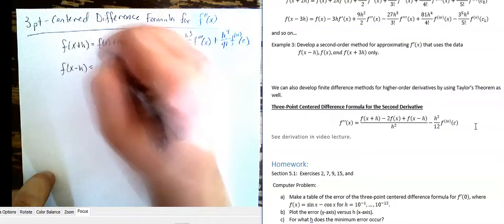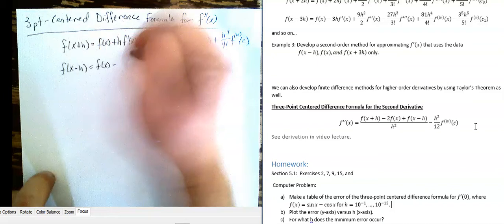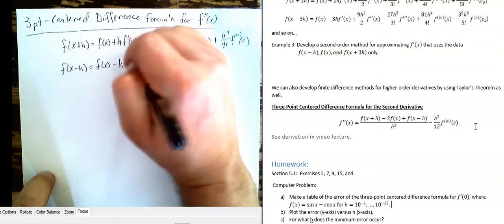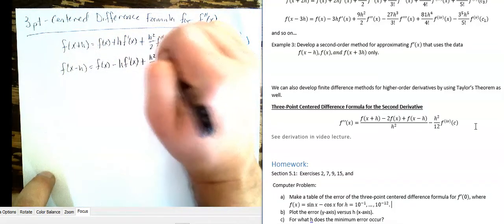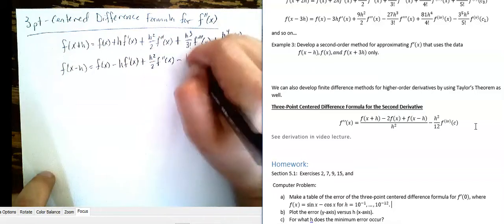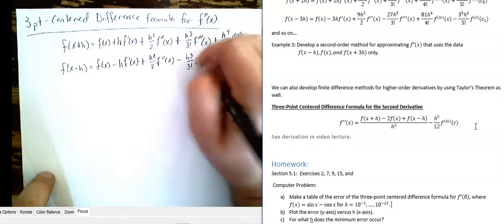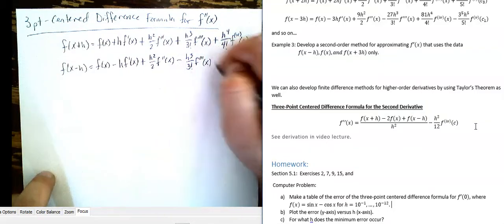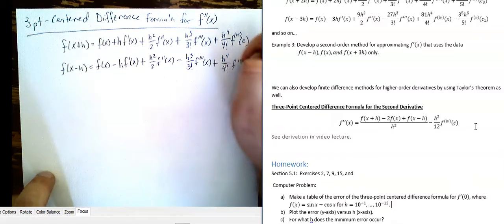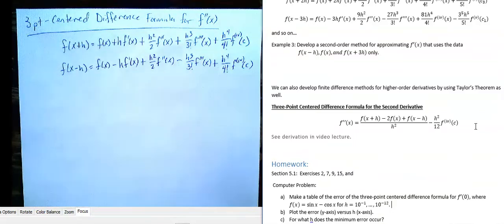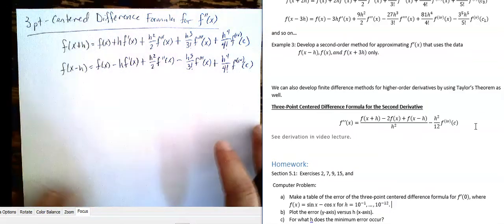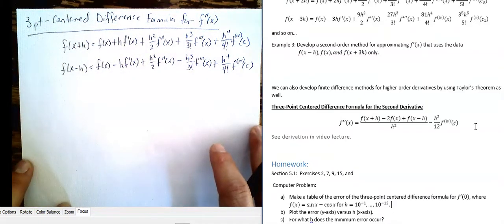F of x minus h, same thing, it just alternates sides. So minus, plus, minus, plus. And of course, I'll use the same c, because as h goes to 0, those c's become equal to each other. All right?